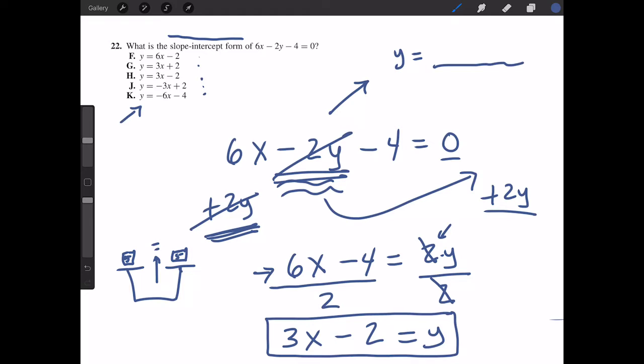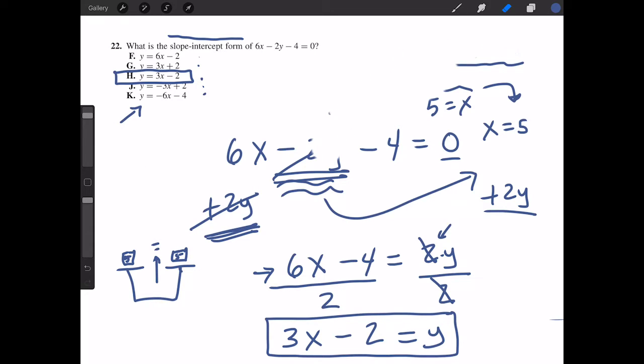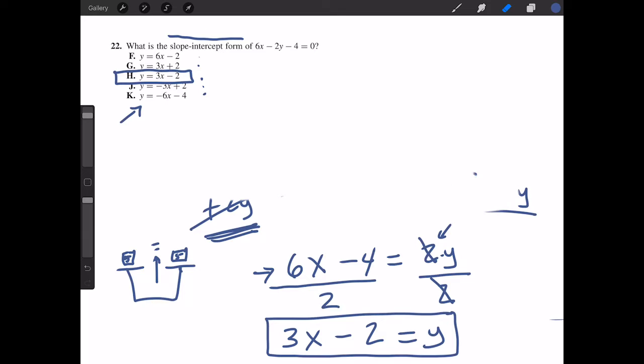Now, if you're thinking, well, I have the y on the right side, I'm stuck, well, you can easily flip this. 3x minus 2 is equal to y. It means that y is equal to 3x minus 2. Think about it. If you have, say, 5 is equal to x, you can easily write x is equal to 5. The order in which you present these items doesn't really change the fact that they're equal to each other. So now we can go to our choices here and check and realize that the correct answer is H, y equals 3x minus 2.